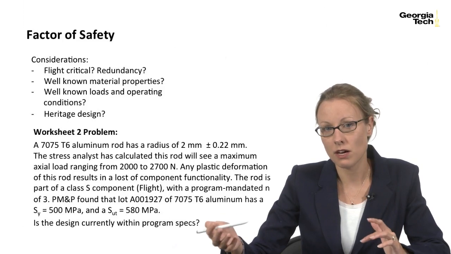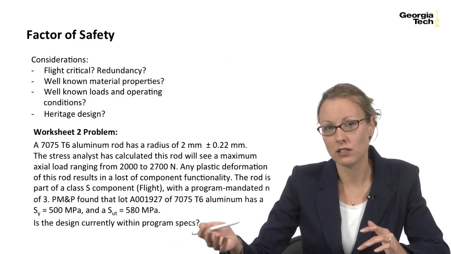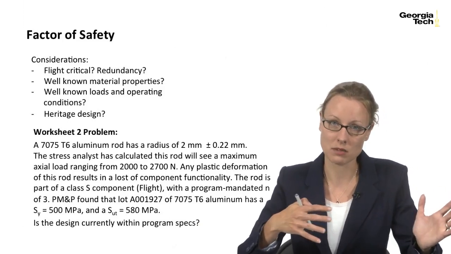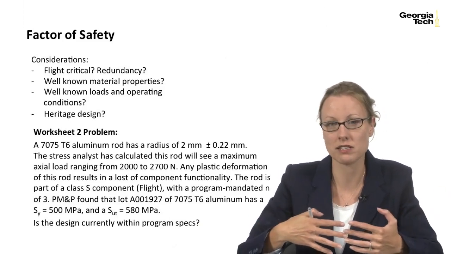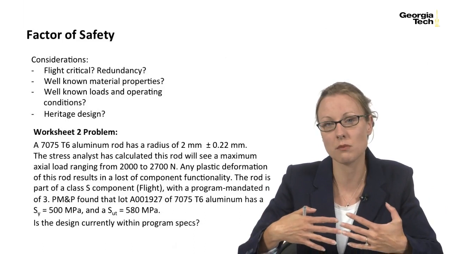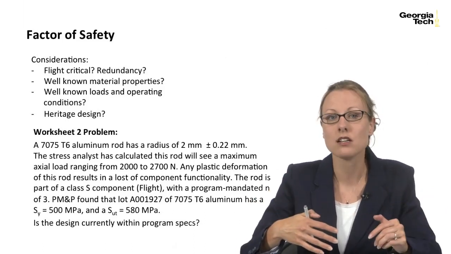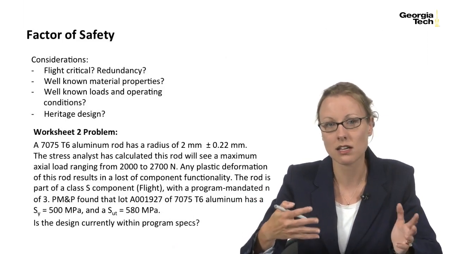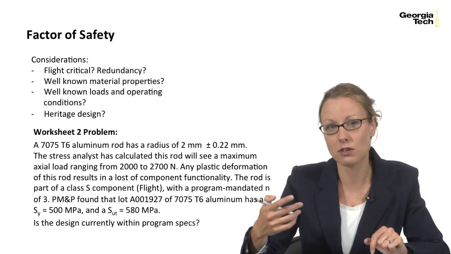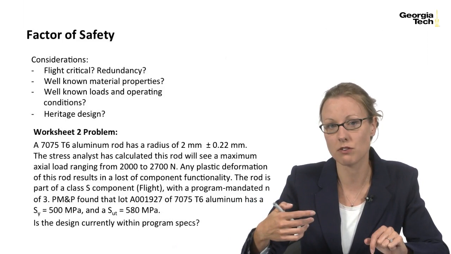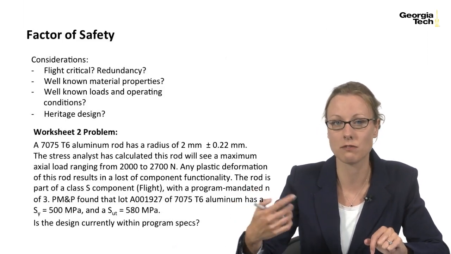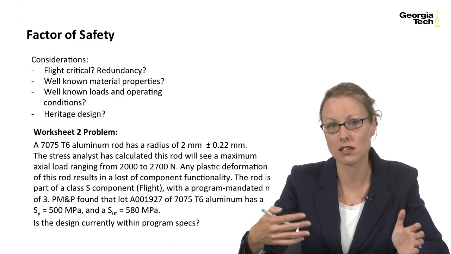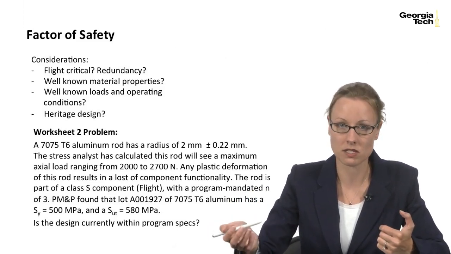So PM&P found that lot A001927. So let me stop there. PM&P is that material processing group that most companies have. They'll test materials when they come in, and they'll test them in lots. So a lot of times you're getting material properties based off of a certain lot. So this lot of aluminum had a yield strength of 500 megapascals and an ultimate strength of 580 megapascals. And the question is, is the design currently within program spec?